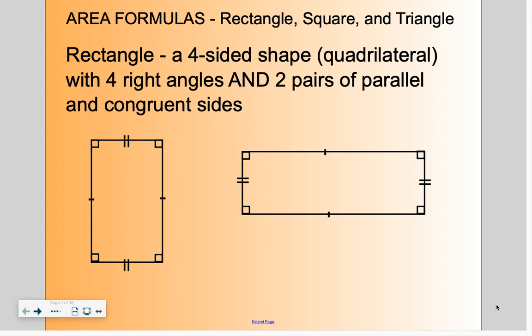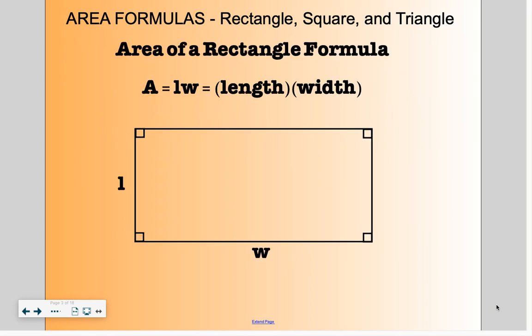A rectangle, as I imagine you may already know, is a four-sided shape, also known as a quadrilateral, that has four right angles and has two pairs of parallel and congruent sides. So again, in both these diagrams, all the angles are right angles. And as far as congruent, at this point, the markings indicate the top and the bottom are congruent, the right and the left are congruent. Those sides are parallel as well. As far as the area of a rectangle, that is simply calculated as length times width. So the one side times the other side will get the area for a rectangle.